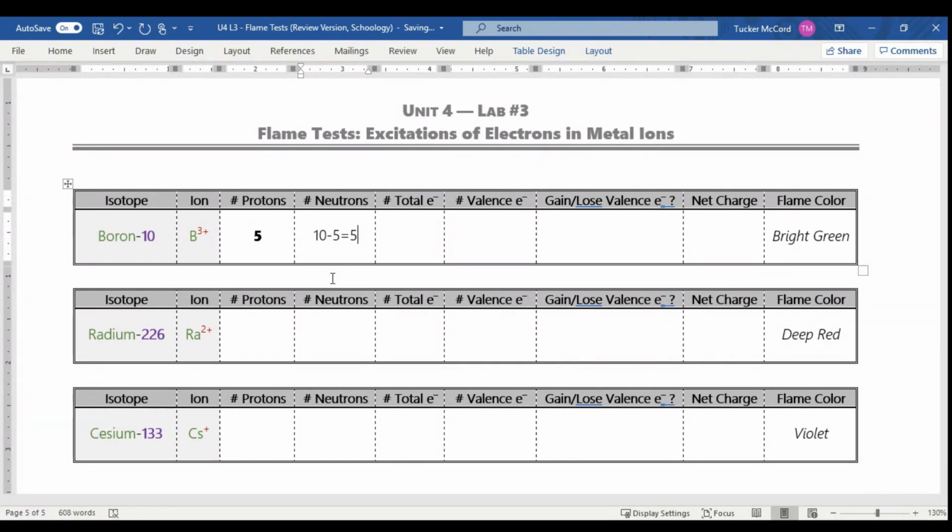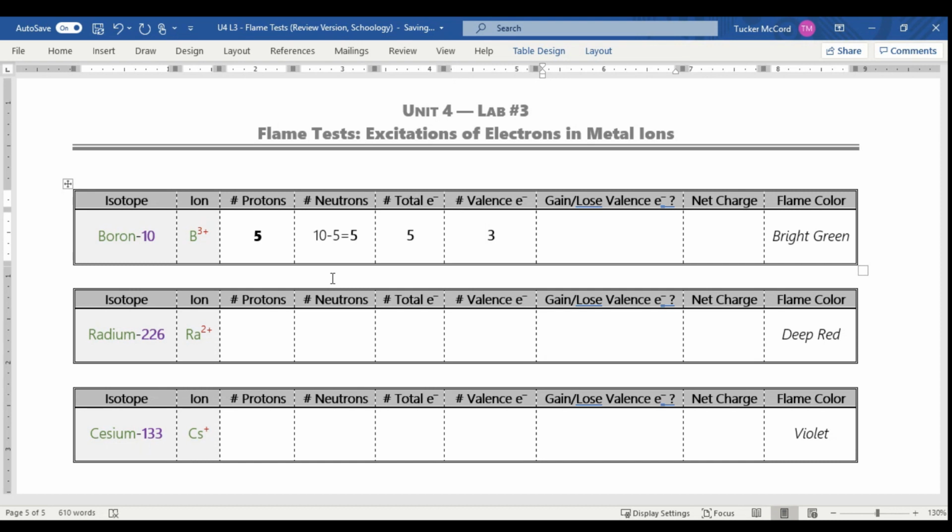So in this case, they match. Not always, but in this case, they do. My total electrons does match my number of protons. So if I have 5 positively charged protons, I've got to have 5 negatively charged electrons. My number of valence electrons comes from what column my element is in. Boron is in the 13th column, right, across the transition metals. So it should have, knock the 1 off of the 13, 3 valence electrons.